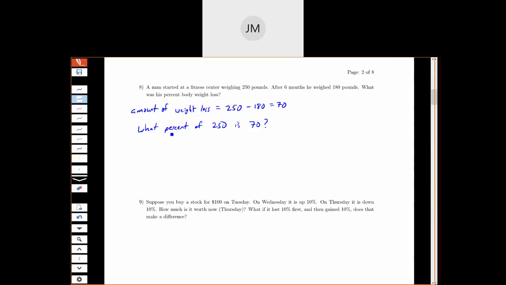Okay. So then I turn that into a math equation. What percent is X? Percent of means multiply. Is means equals. And then I have my 70. Okay, so then we divide to get X by itself. 70 divided by 250 gives me 0.28, which is 28%.